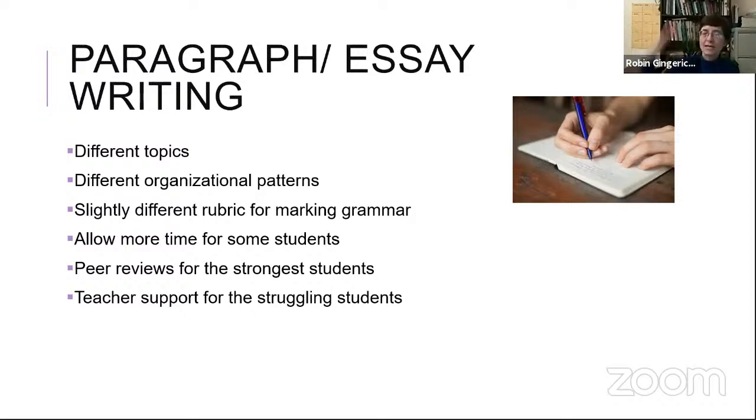Writing a story, a narrative, what happened, first, second, third, fourth, is much easier than a cause-effect essay. But maybe you want to give different organizational patterns, a narrative organizational pattern to some students and a cause and effect to other students at the same time, during the same assignment for writing. You might use a slightly different rubric for marking grammar. You might allow some students more time than others. So you know that some students might need a bit more time for the writing exercise. You can allow them some more time while others may not.